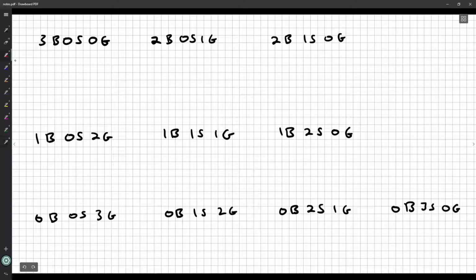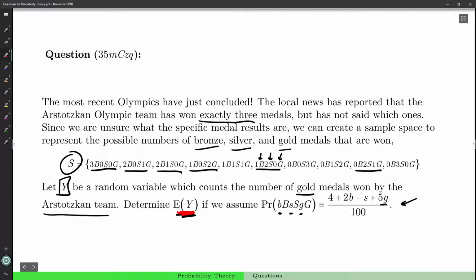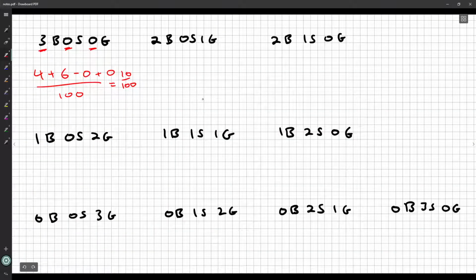So our formula says it's 4 plus twice the number of bronze minus the number of silver plus 5 times the number of gold, all over 100. So I can get 10 out of 100 here, or 1/10. I'm going to keep everything over 100 because I'm planning ahead. I've got to do an expected value computation, so I'm going to use a nice table. I'm going to have to add things up, and it would be really nice if, when adding things up, everything had a common denominator. So we'll use the 100 there.